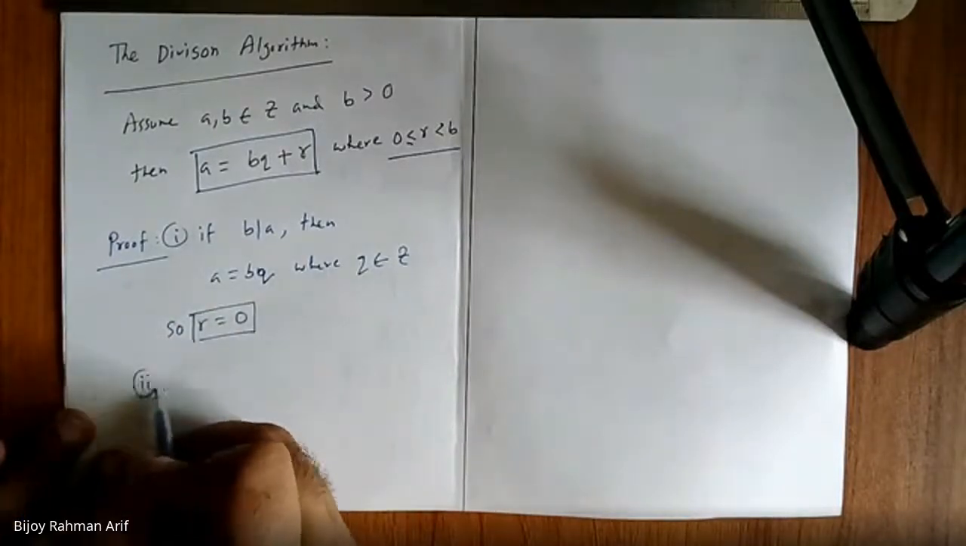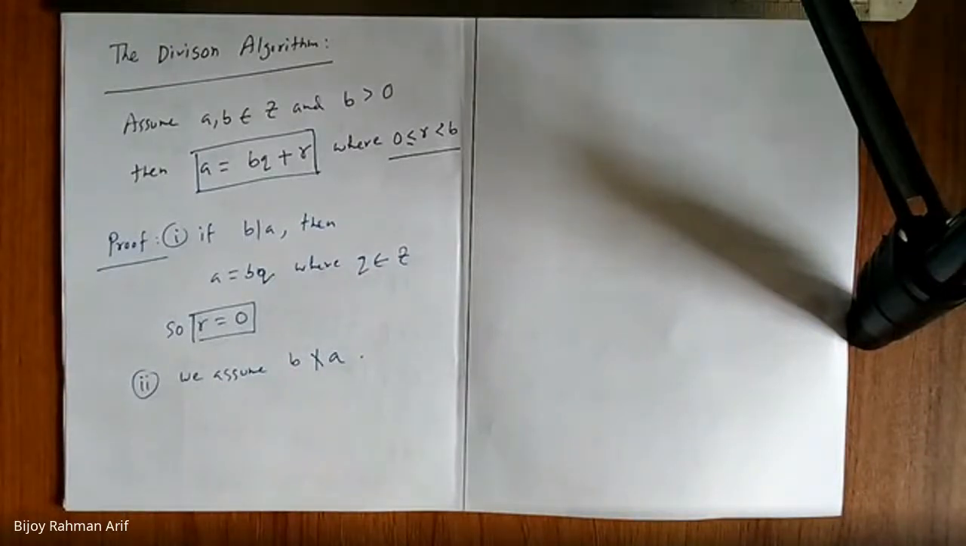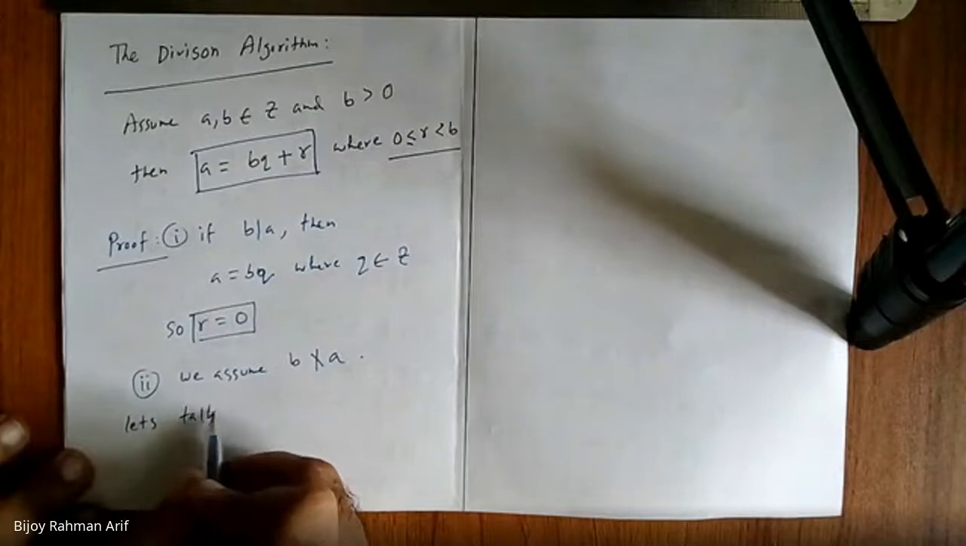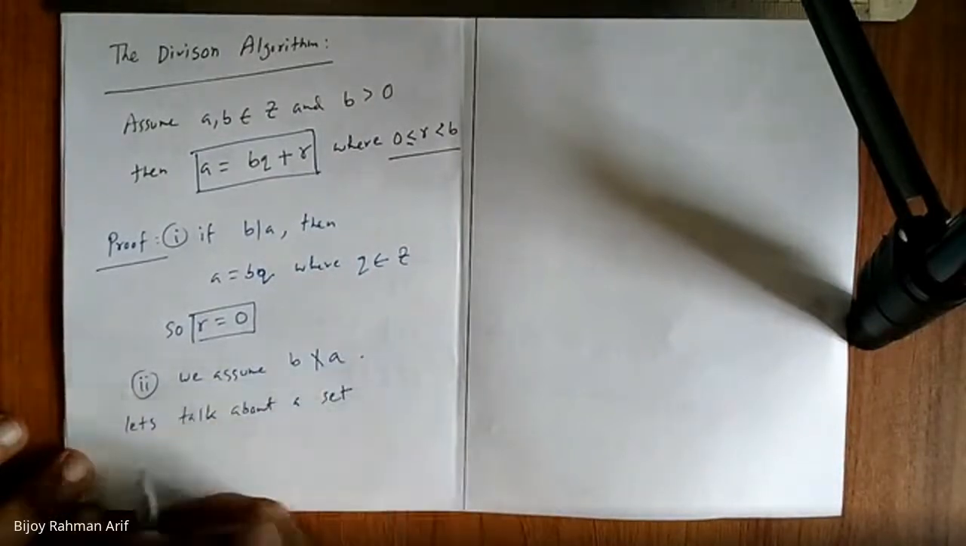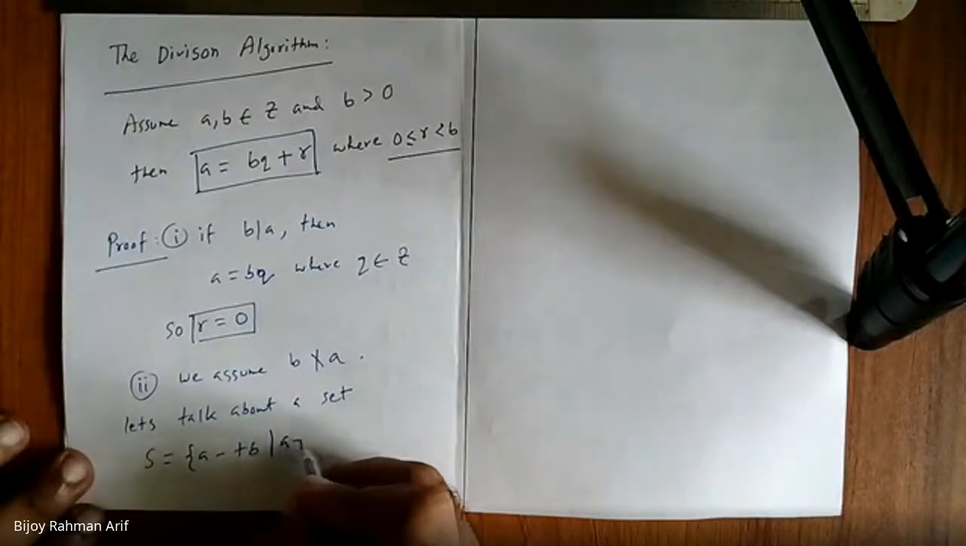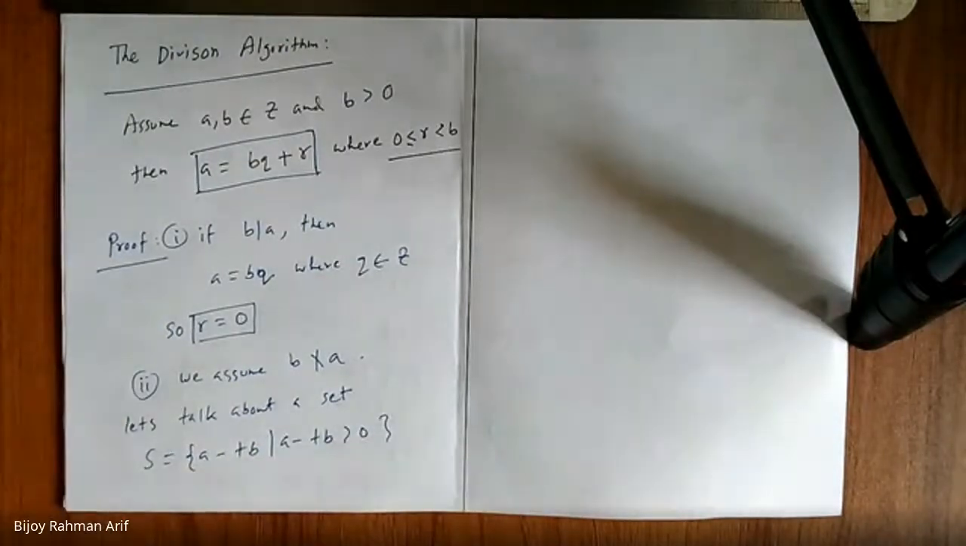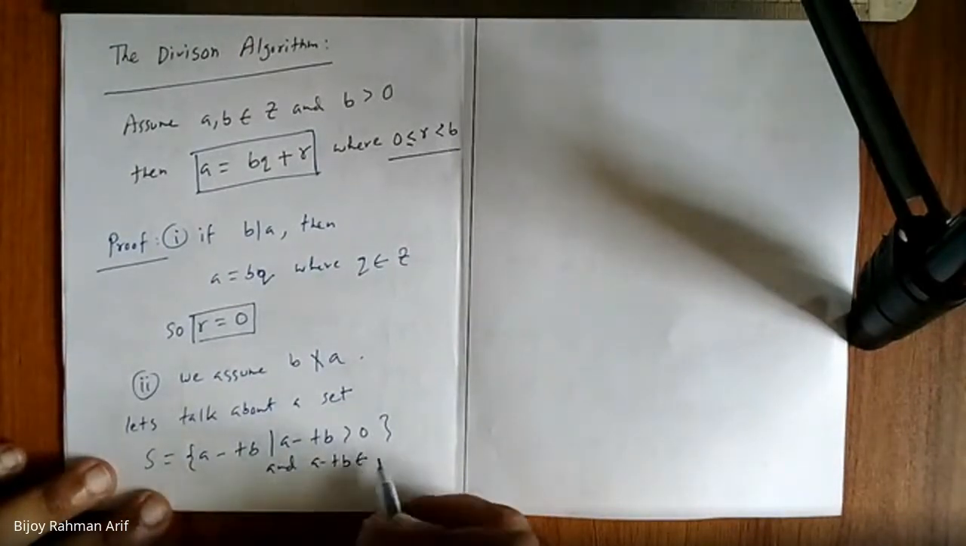So it is fine. Number two, we assume B does not divide A. Okay. Let's talk about a set S equal to A minus T B such that A minus T B is greater than 0 and A minus T B belongs to Z.